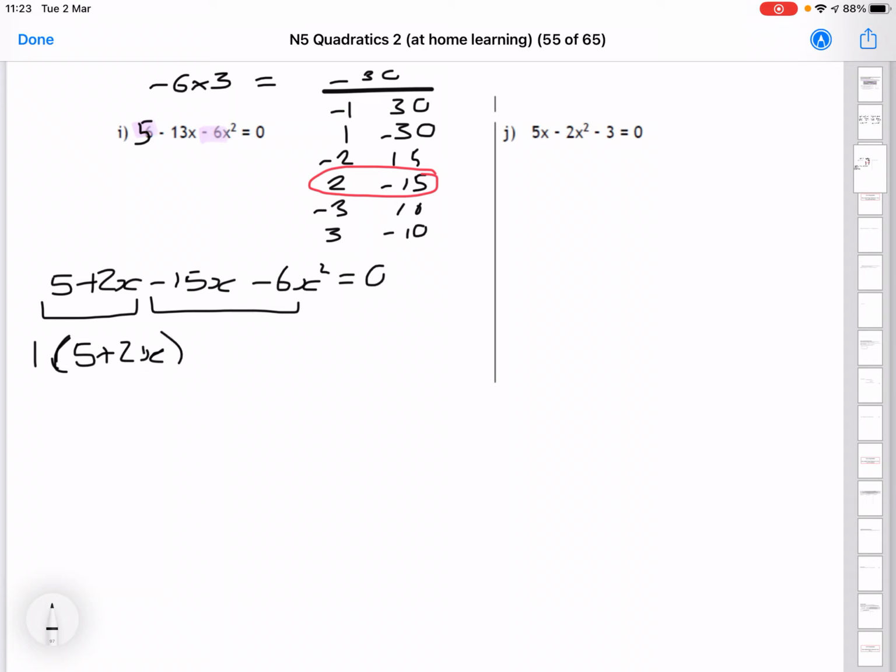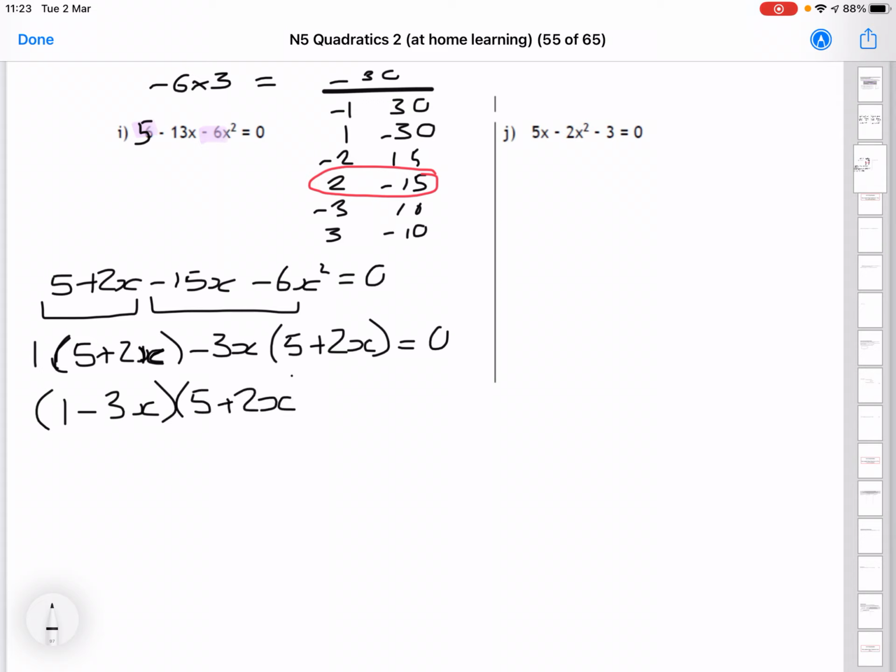And then you've got minus 15x and minus 6x squared. So they both divide by minus 3x as your common factor. And then inside your bracket, you would have 5 and plus 2x. So here again, you can see that the two brackets are the same, 5 plus 2x for both, and that is what you need for this to work. So the 1 minus 3x gives me my first bracket, and then the 5 plus 2x gives me my second bracket. Now we can go ahead and solve.